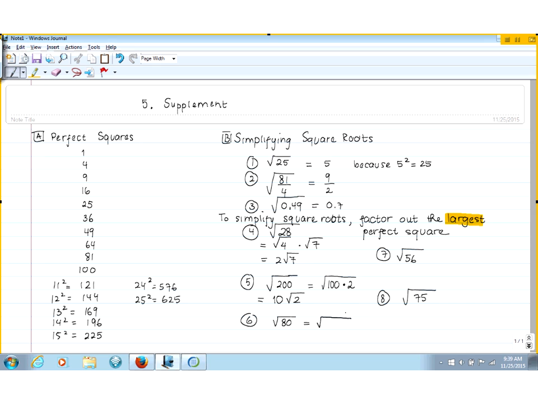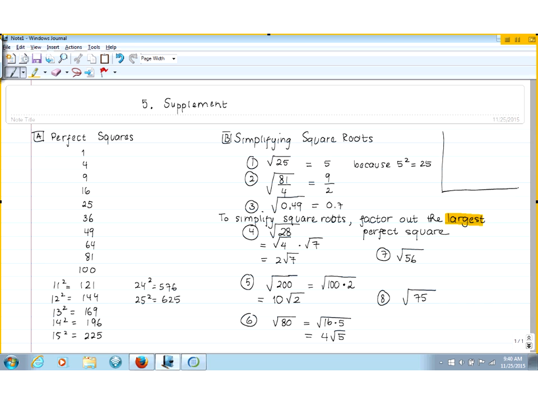So square root of 80, so this is square root of what? 16 times 5. Can I say 4 and 20? Well, no, you have to factor out the largest perfect square. Otherwise, you still have a perfect square. So I'll do the using 4 and 20 later in a little bit. But what is square root of 16 times 5 here? 4 square root of 5.